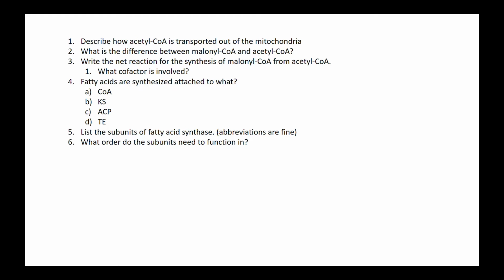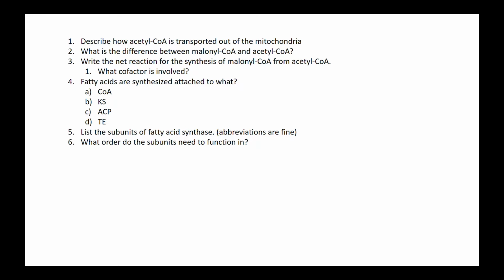Alright, so our last slide here. First one here, describe how acetyl-CoA is transported out of the mitochondria. Alright, so acetyl-CoA is not directly transported out of the mitochondria. Now, the whole rationale here basically is for fatty acid synthesis to occur. Acetyl-CoA is the building block, or the initial building block, that has to be transported out of the mitochondria where it's being produced into the cytosol where fatty acids are actually being made.